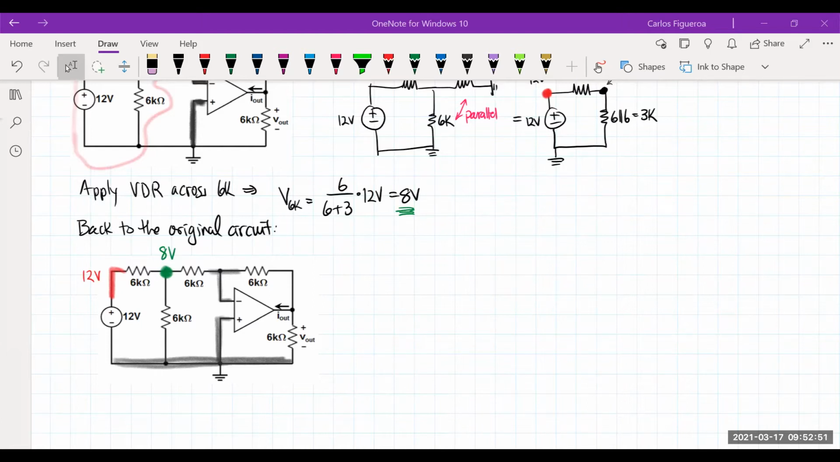So when we apply VDR across the 6K, it's 8 volts across the 6K. So shouldn't the node be 4 volts?